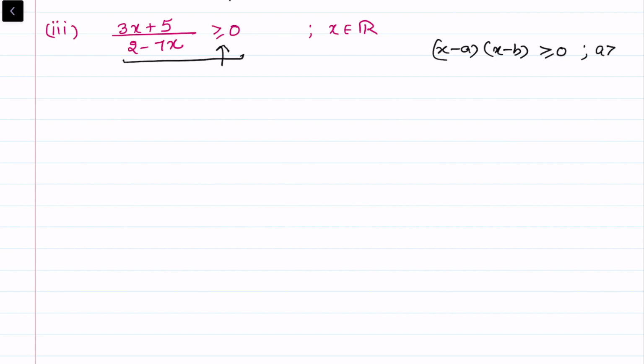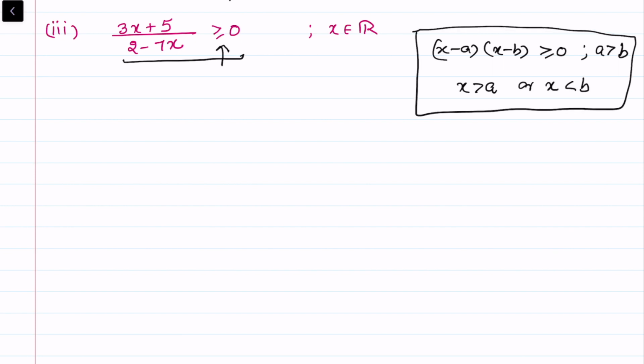And knowing that a is greater than b, so x is bigger than the bigger quantity or x is smaller than the smaller quantity. This formula will hold. If something is negative, then we have another formula. So now let us assume that these two are a factor. So treat 3x plus 5 as one factor and 2 minus 7x as another factor.